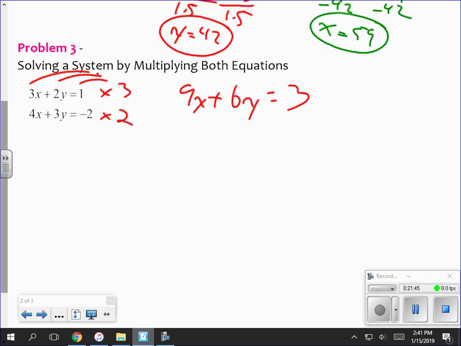Do the same thing with the 2. Multiply everything through by 2. 2 times 4 gives me 8x. 2 times 3y gives me 6y. And then 2 times negative 2 gives me negative 4. And now I have two variables exactly the same. Now I can subtract and eliminate by subtraction.